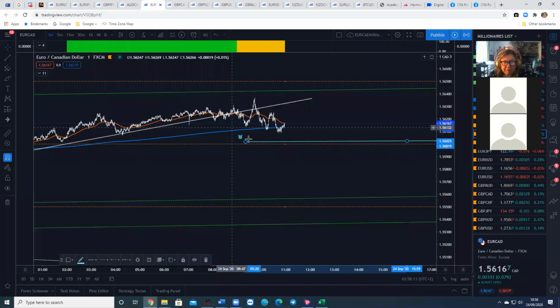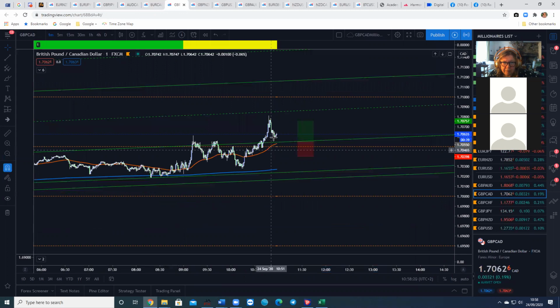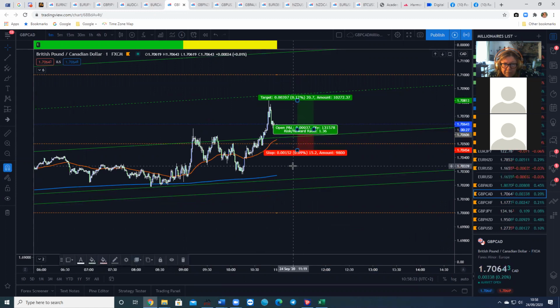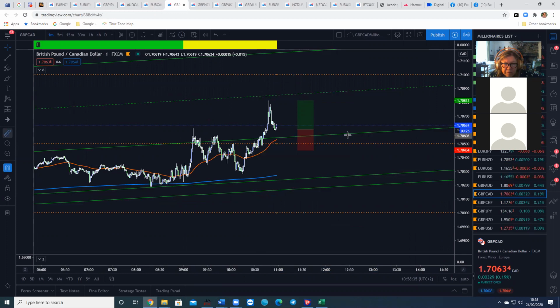Euro CAD, we've set our alert. It's just not doing very much. GCAD, it's turned there. I wouldn't want to get in there. I'd want it to come. You did have some quite strong impulses up. I wonder whether it is going to give us that. That would be 4 pips off, which is quite a lot of pips off.